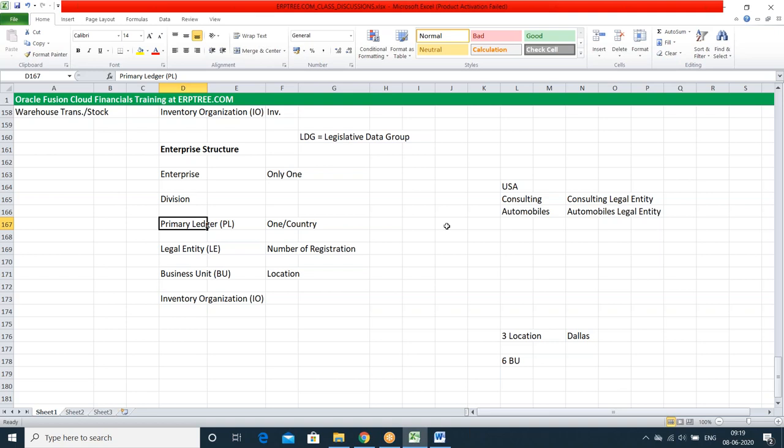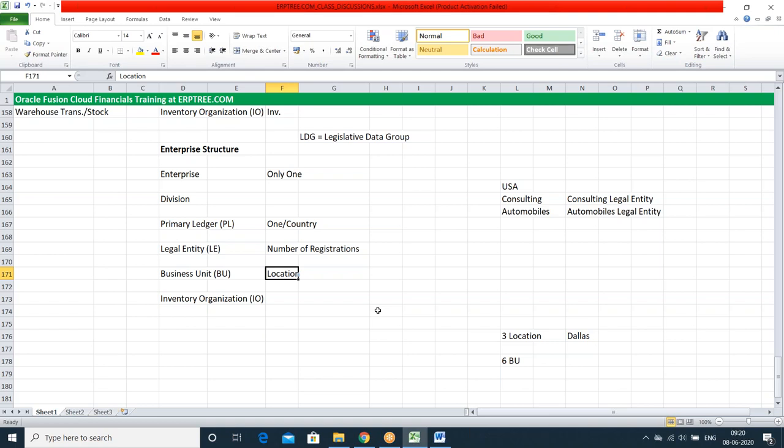Chart of account wise, we have to create the primary ledgers also. So ideally, in reality, we don't go with that approach, just for our understanding. The example I'm taking in that case, and legal entities: based on the number of registrations they have, accordingly we have to create the legal entity. Business units: ideally based on the location, or say branches, how many branches they have, how many outlets, stores, or units they have to run the business operations. So accordingly, you have to create the business unit.